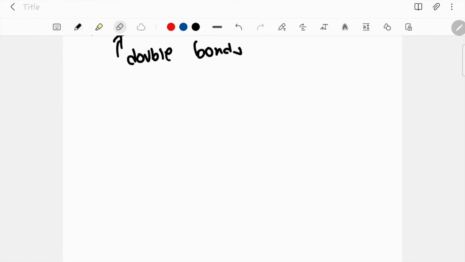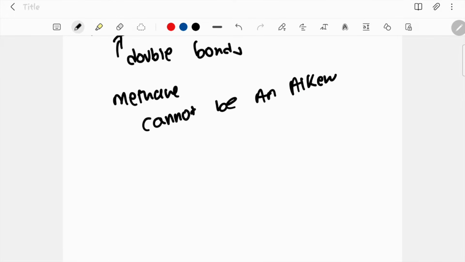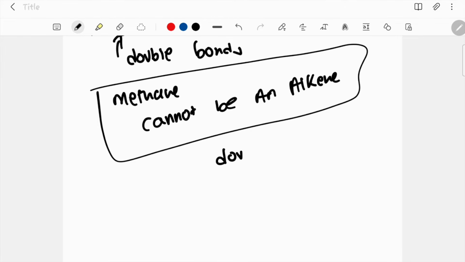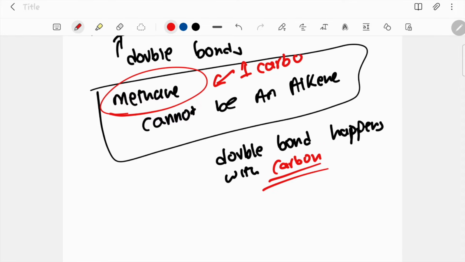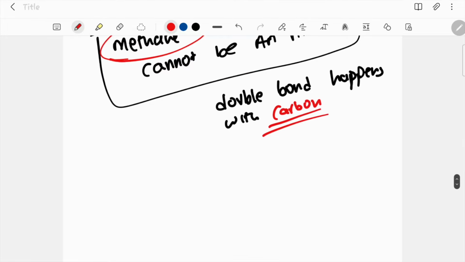Now the reason why methane cannot be an alkene, okay, is because you cannot have a double bond in a methane. You see, the double bond happens with carbon. And since methane only has one carbon, you cannot have a double bond. So for alkenes, it has to start with ethene. Okay, none other, because ethene has two carbons.